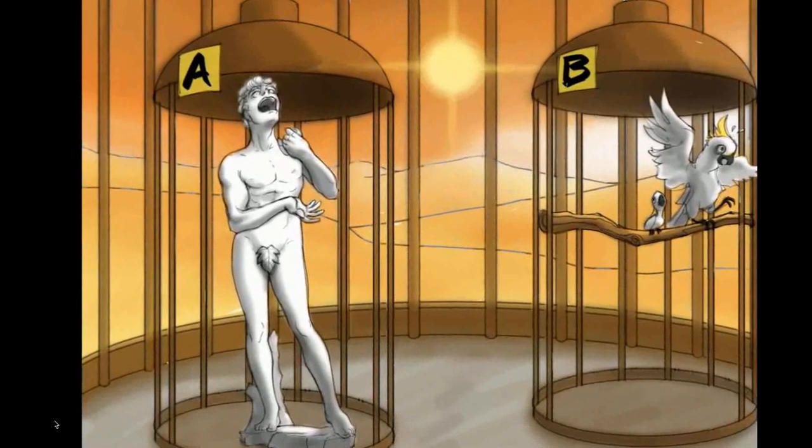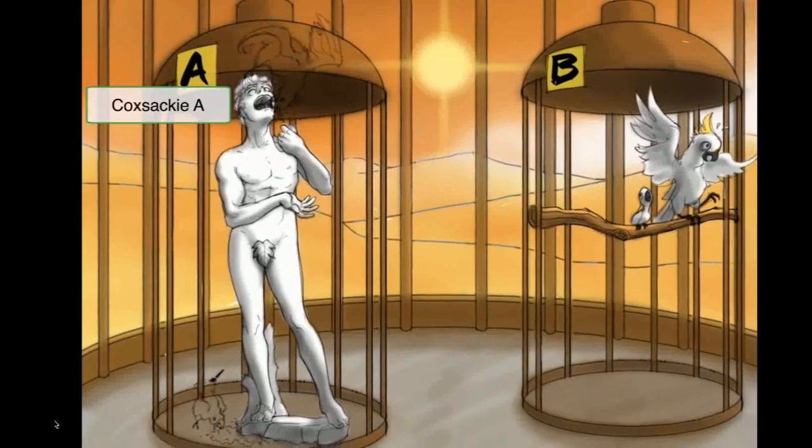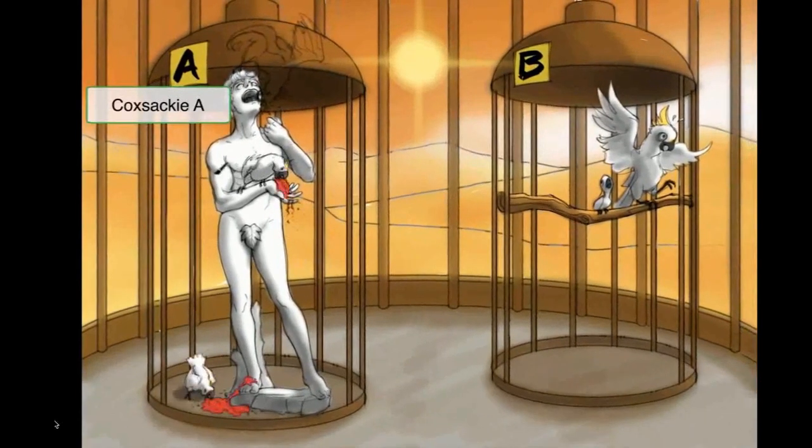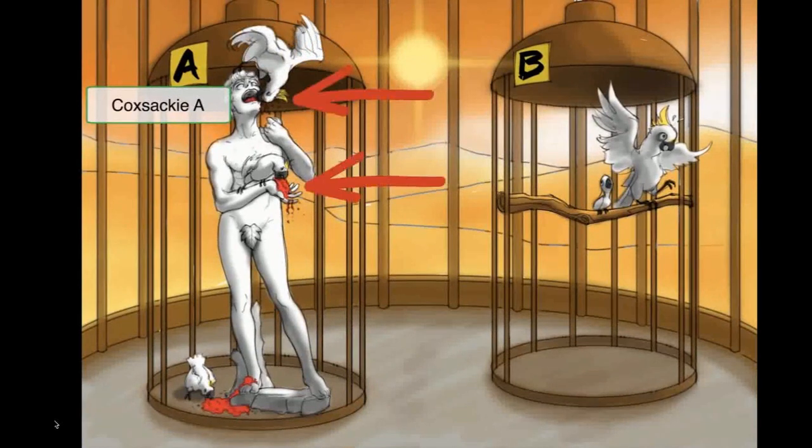In cage A, which is for Coxsackie, we have our friend David, and we'll use him to represent the most important clinical feature. We'll add some red birdseed to the statue and have cockatoos pecking away at him. Notice his mouth is wide open and there's a bird pecking at his mouth. His hand is outstretched with another bird eating out of his hand. And if you look at his feet, there's a ton of birdseed and some bird pecking away at that too.